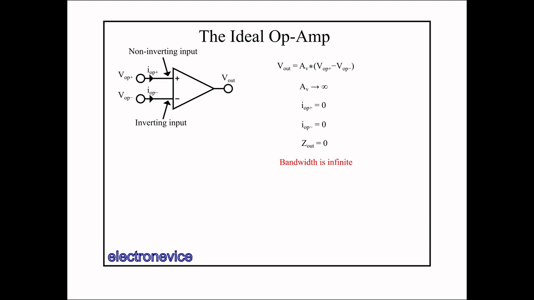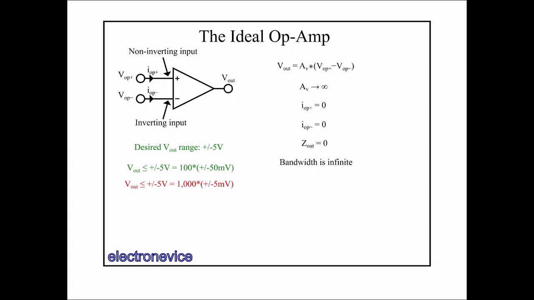So let's assume our desired finite voltage range to be plus 5 volts to minus 5 volts. Now imagine the op-amp gain, AV, is 100. This means that the difference between VOP plus and VOP minus has to be less than or equal to plus or minus 5 volts divided by 100, or less than or equal to plus or minus 50 millivolts, in order for the output to be within our desired voltage range.